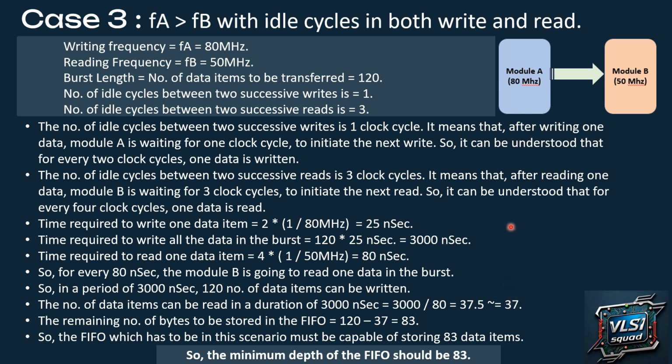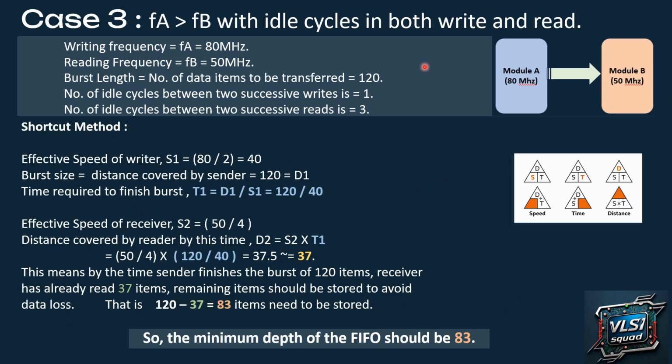So the rest of the data items are missed by the reader. We have to store those rest of the data items, that is 83. So 83 data items should be stored in our FIFO. That will be the depth of the FIFO. Now we can discuss a shortcut method for case 3.